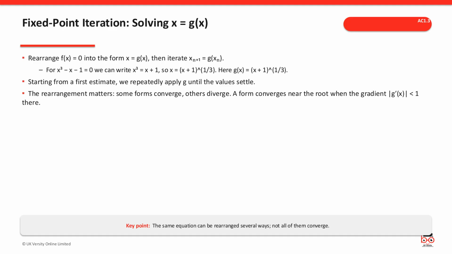Now, here's the catch. The same equation can be rearranged several different ways, and some of them converge while others fly off to nowhere. What settles it is the gradient. You need the size of g dash of x to be less than 1 near the root.